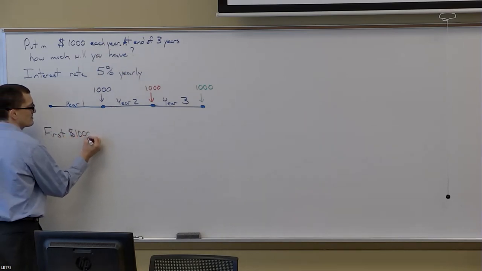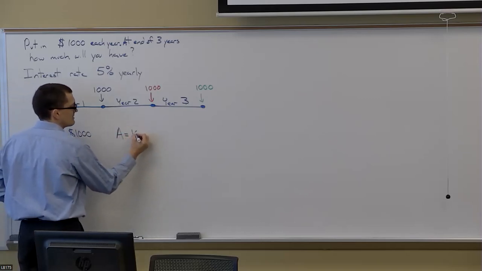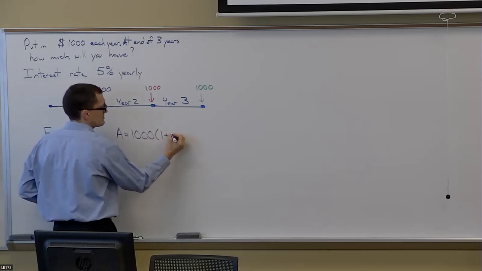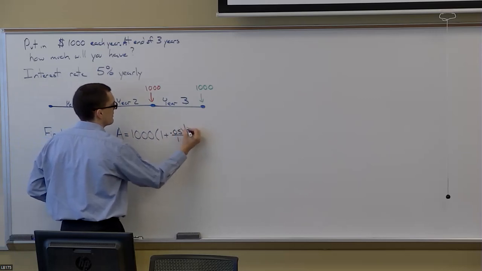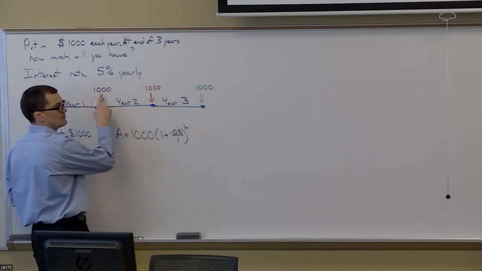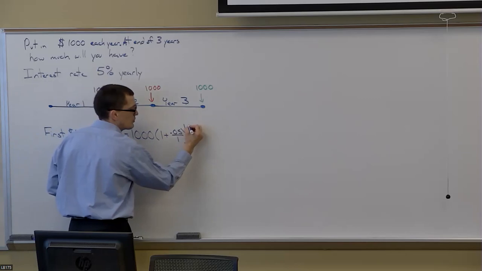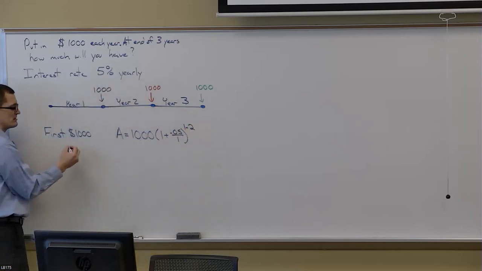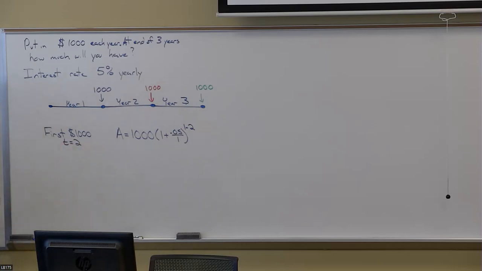$1,000 earns this amount at the end of 3 years. 1 plus R, which is 0.05, over M, which is 1. And notice that if we put in the $1,000, it's earning interest for 2 years. So the first $1,000 earns 2 years worth of interest.